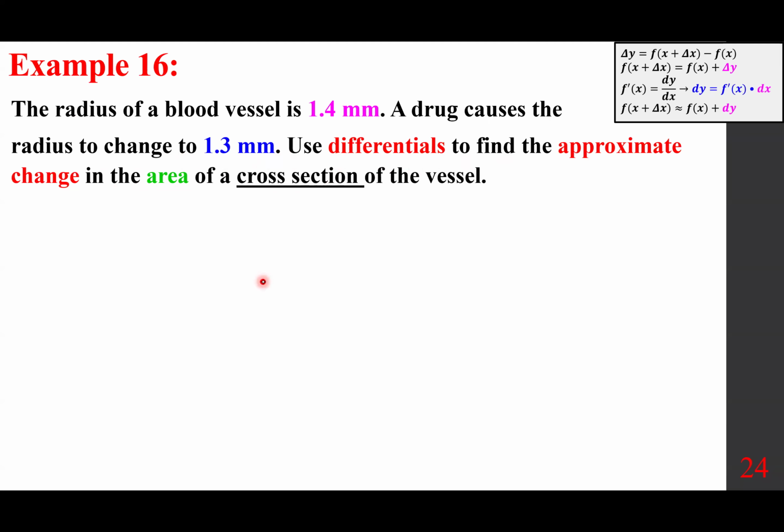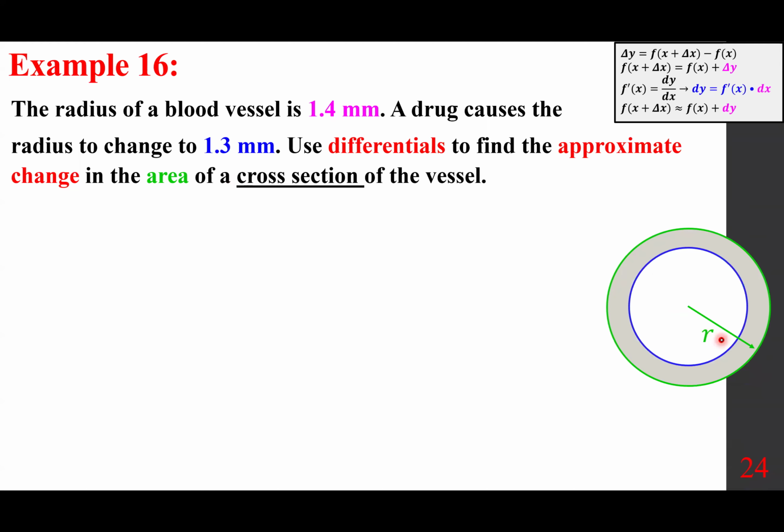Okay, very straightforward. So what's going on here? First, you have some cross section to begin with, and the radius is 1.4 to begin with. Then after the drug happens, so this is the radius, and the drug makes it shrink, makes it smaller, and it creates a new radius. The difference between the two is dr or delta r. So r is 1.4.